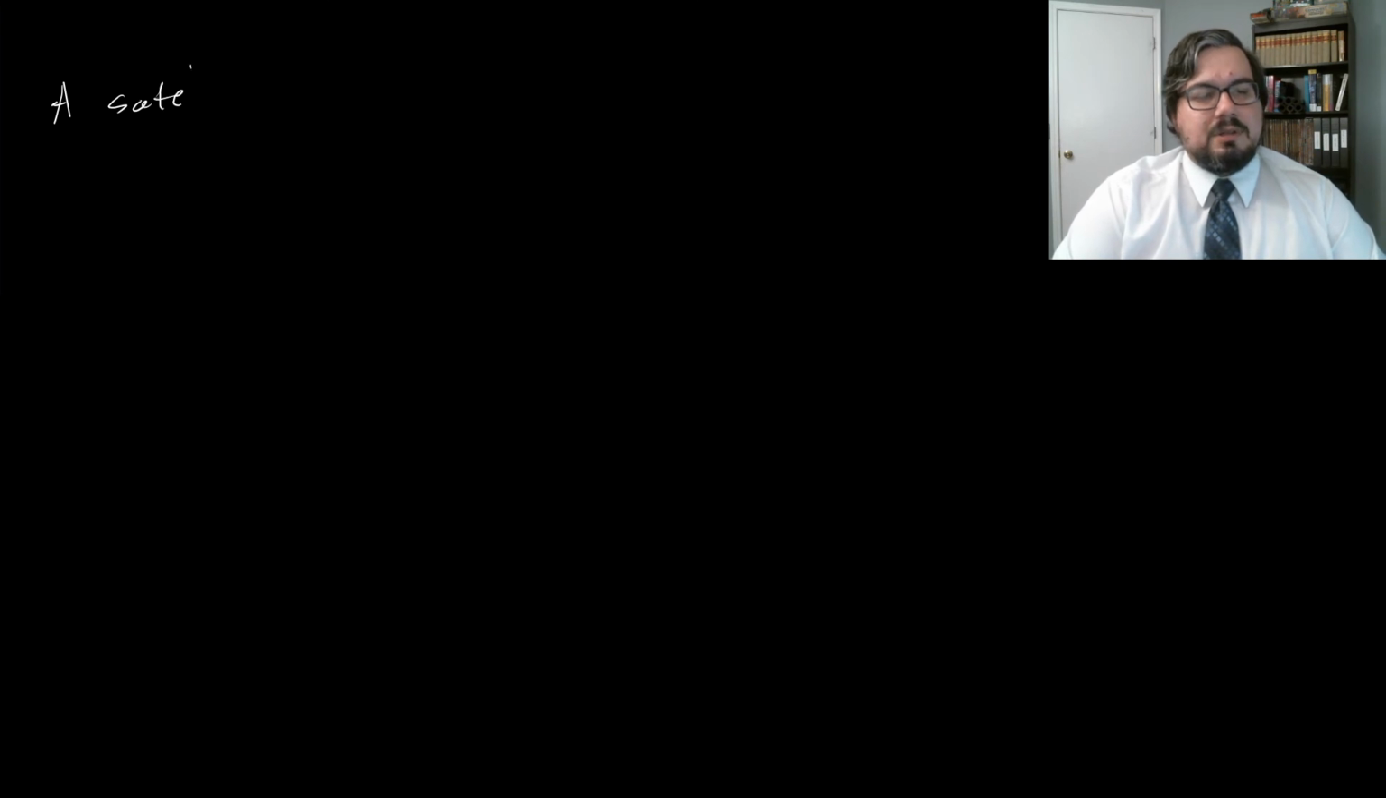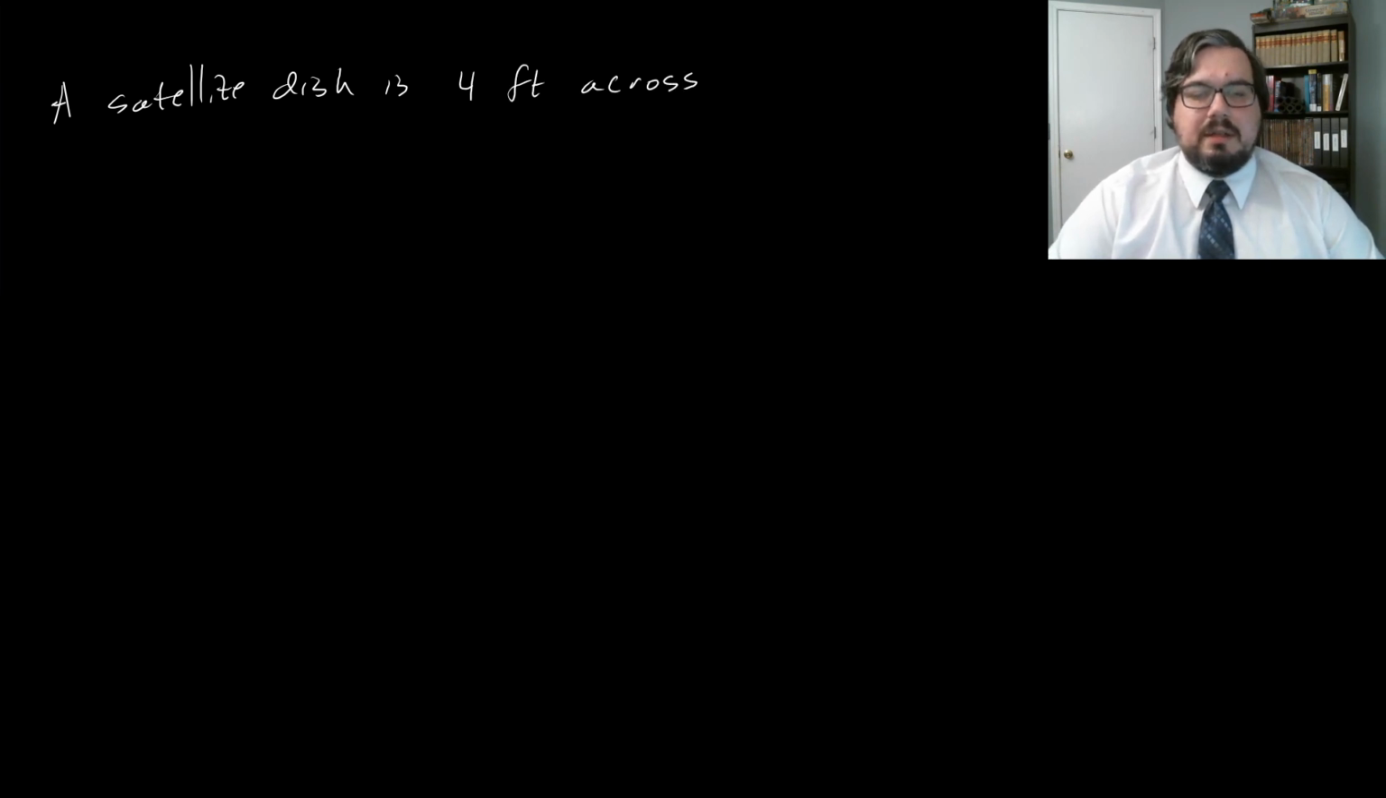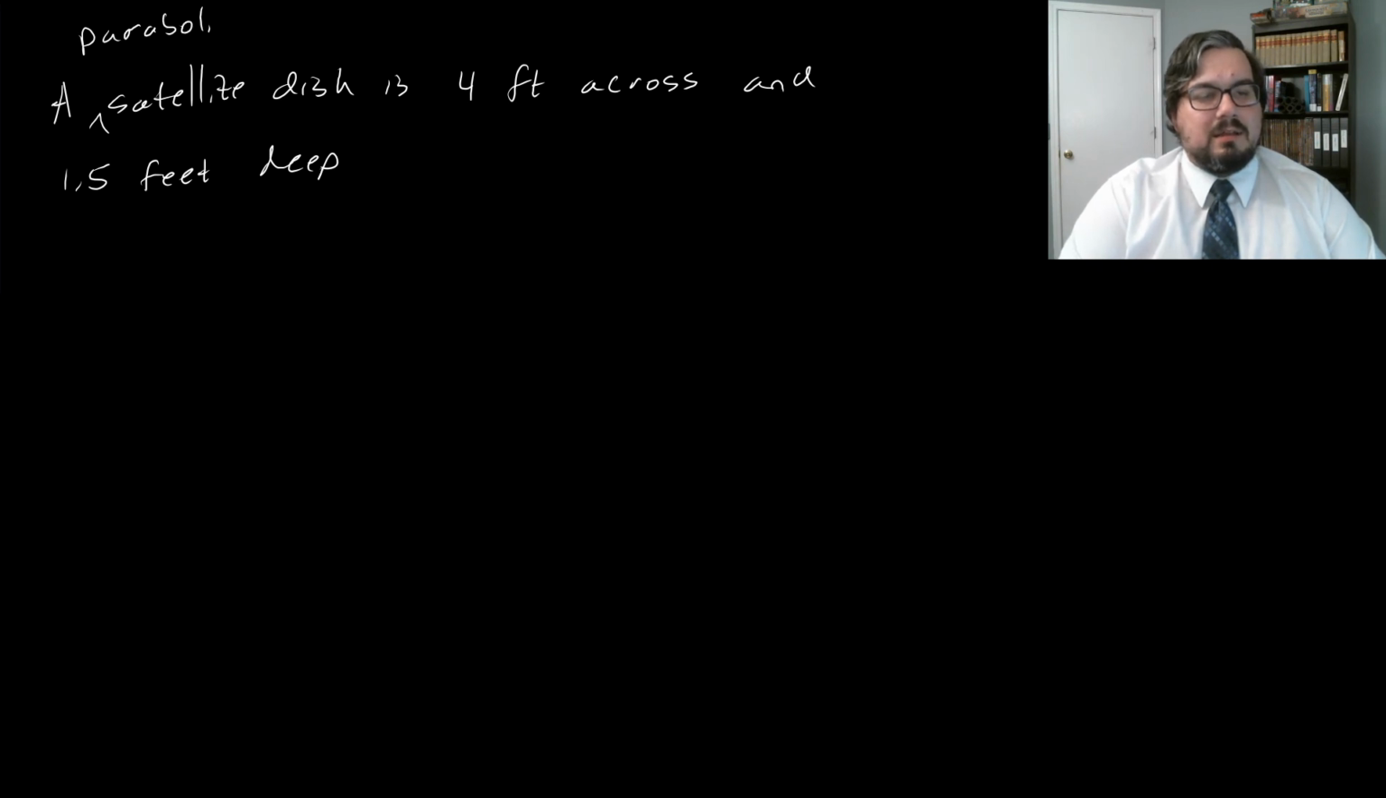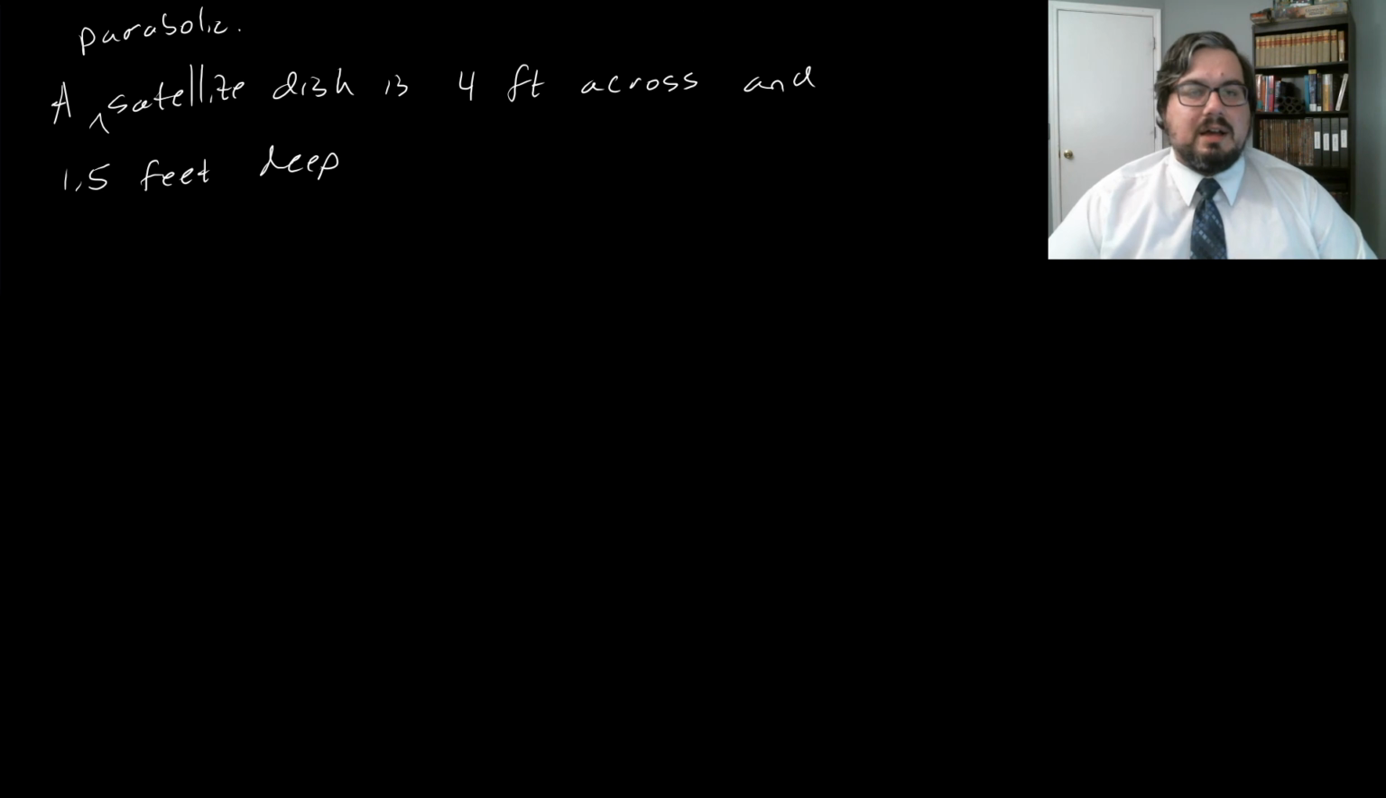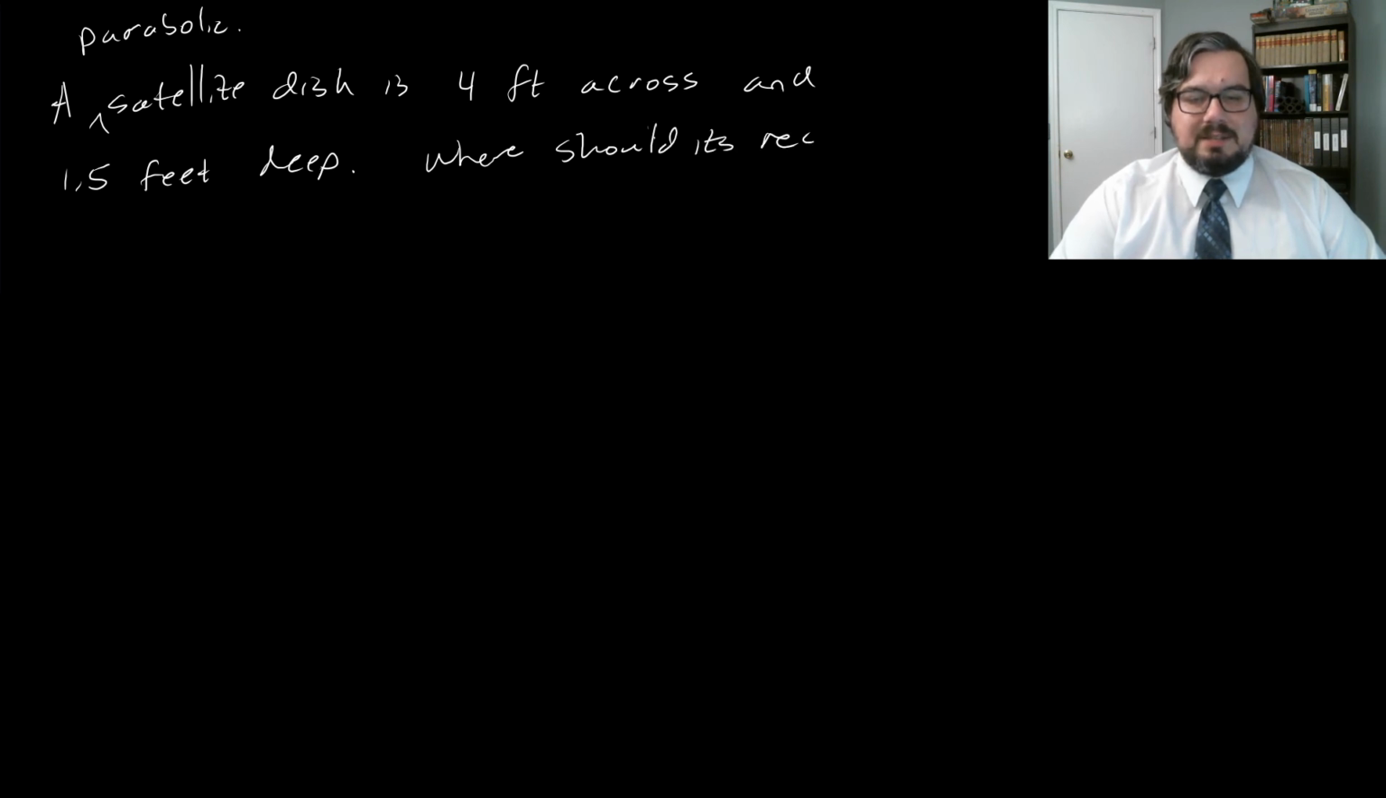A parabolic satellite dish is 4 feet across, 1.5 feet deep. Where should its receiver be placed to capture the signal?